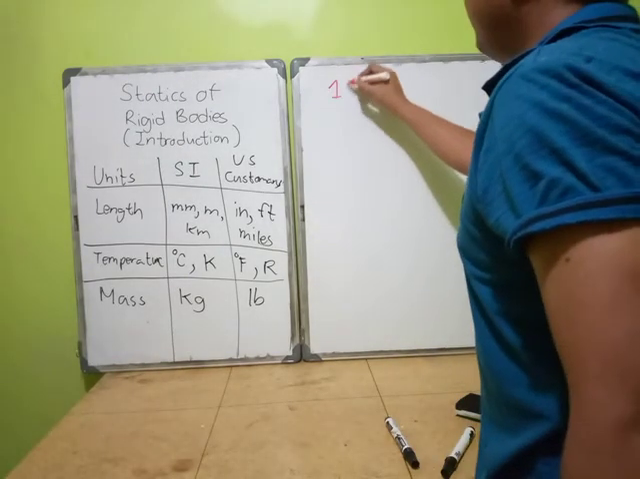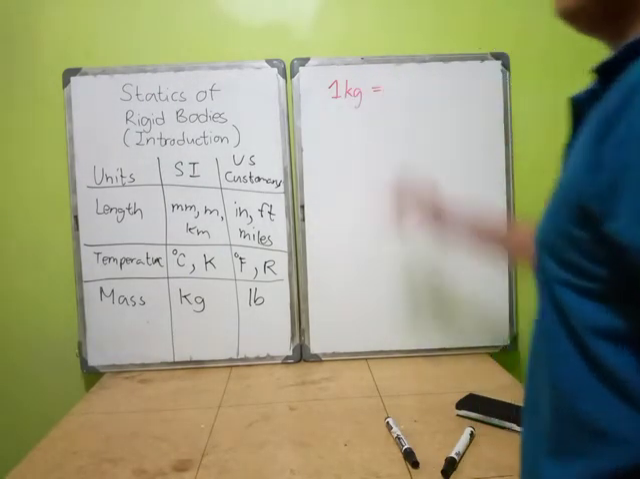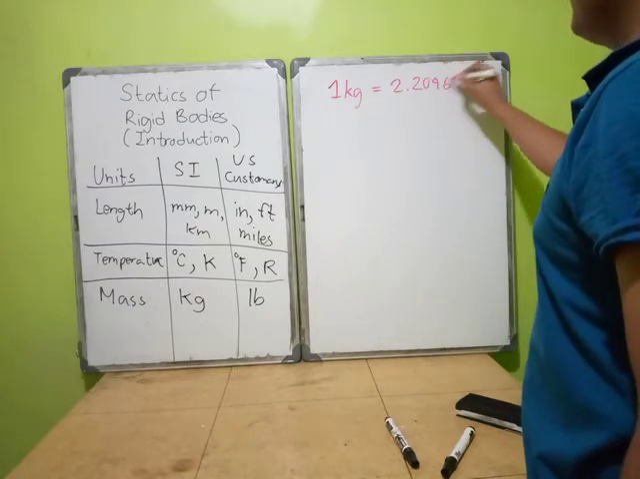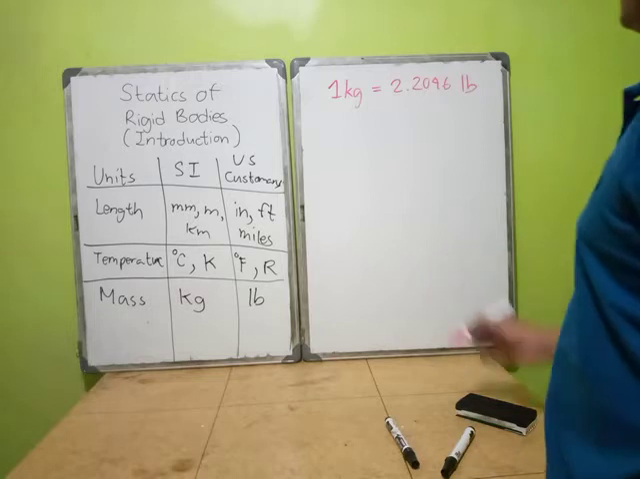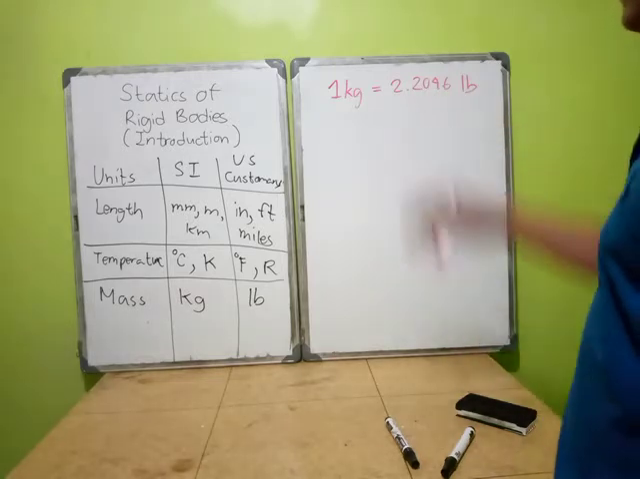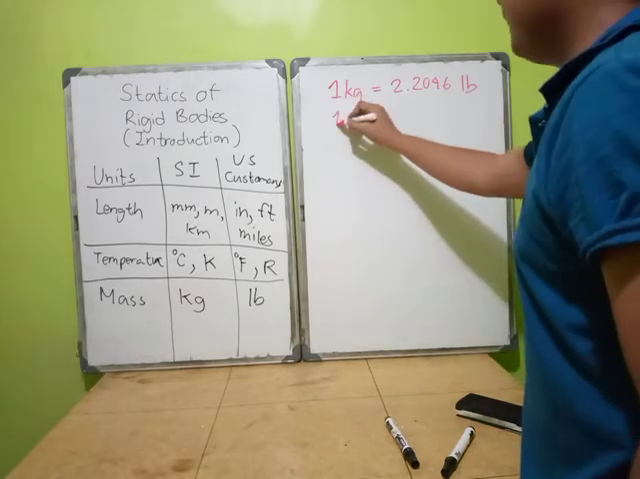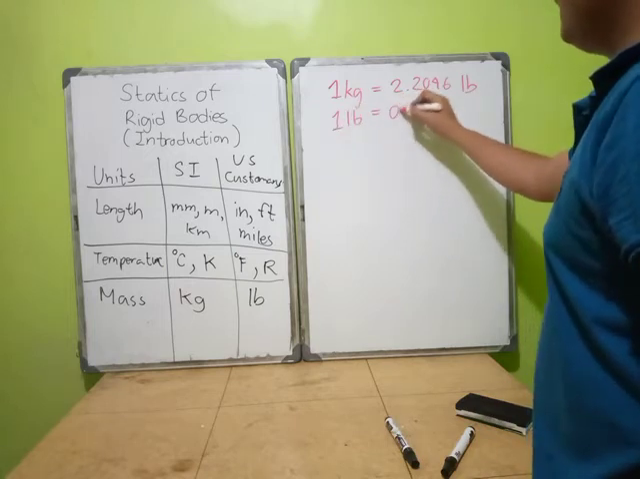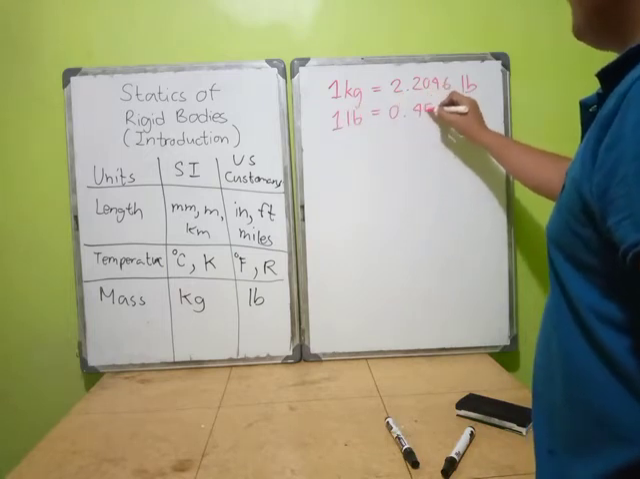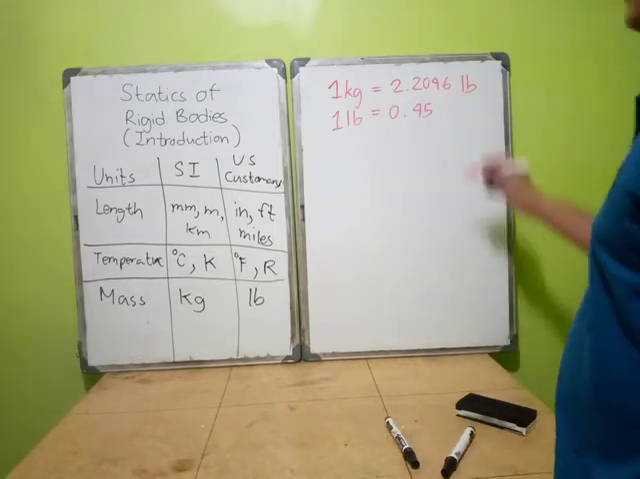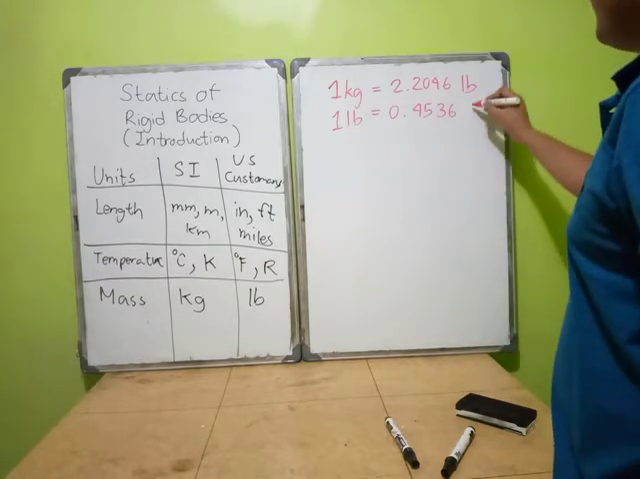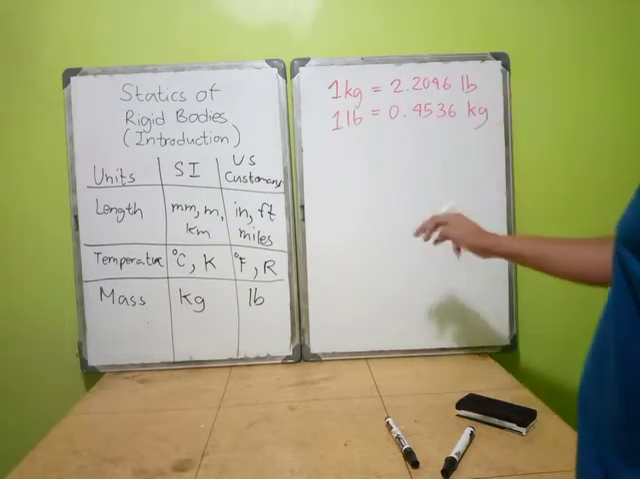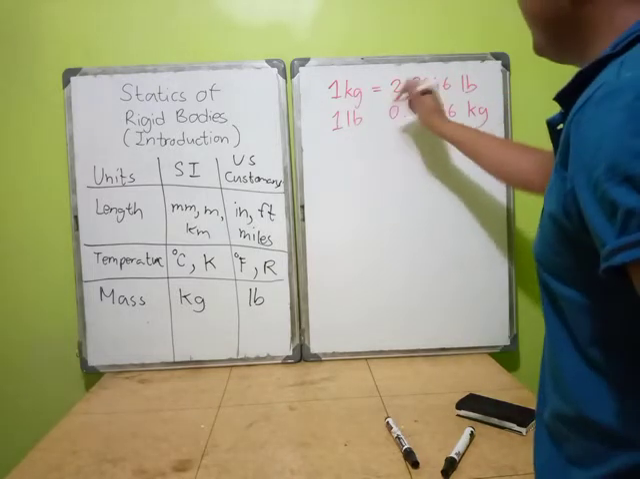We say that 1 kilogram is equal to 2.2046 pounds, approximately to 4 decimal places. And in return, 1 libra is equivalent to 0.4536 kilogram. This is just an approximation.